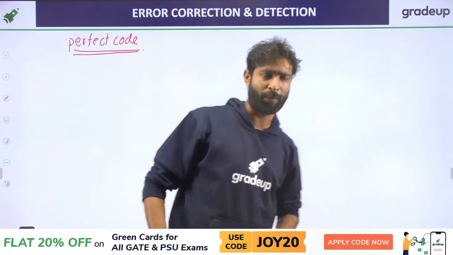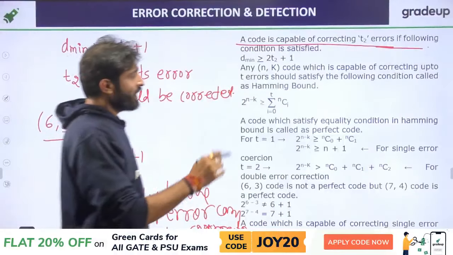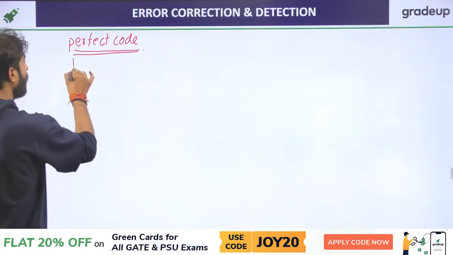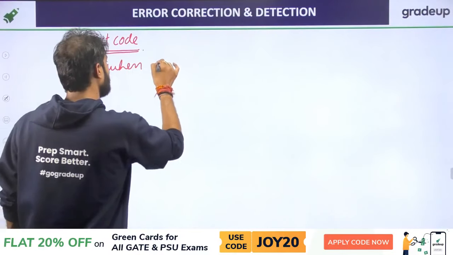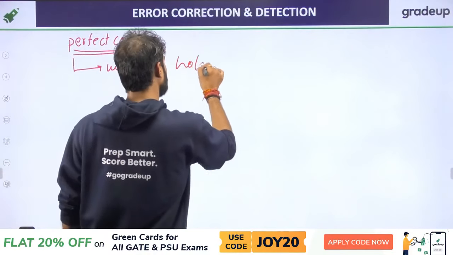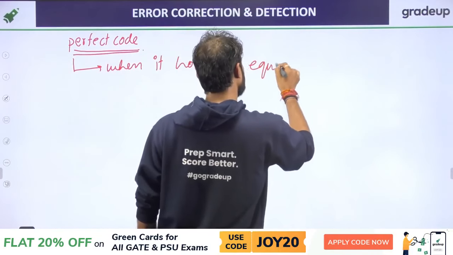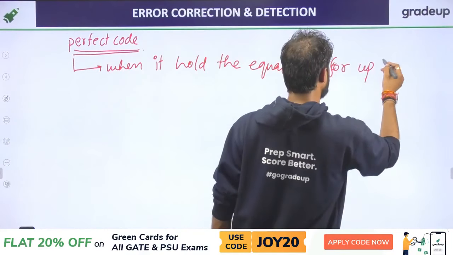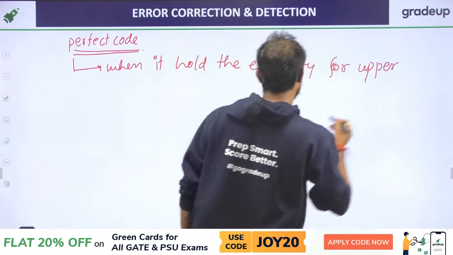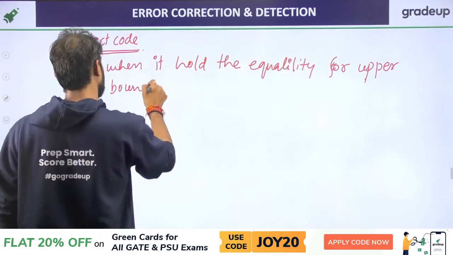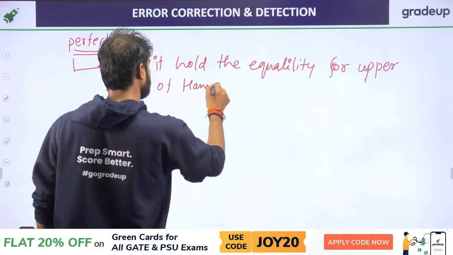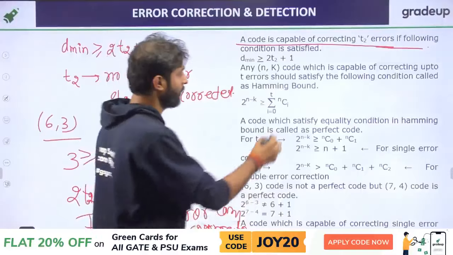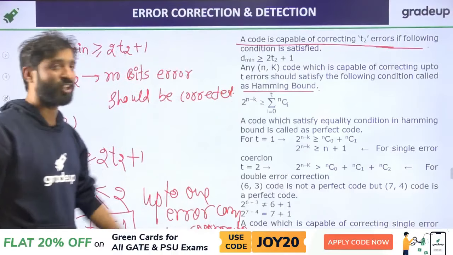So just remember one thing for the perfect code. A code is called perfect code when it holds the equality sign for the upper bound of the Hamming, or Hamming condition actually. What is the Hamming condition, right? Upper bound of the Hamming. The Hamming condition is given like this.